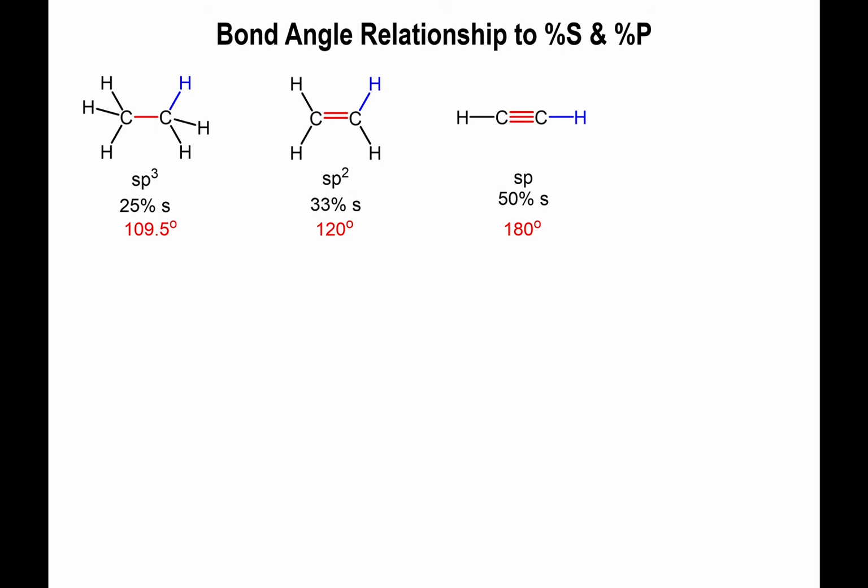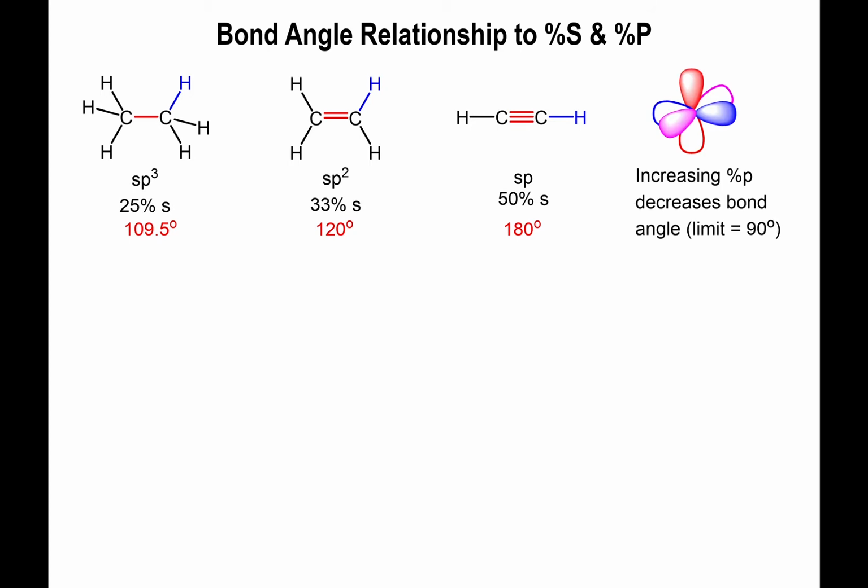Let's talk about the bond angle in relation to hybridization. The first thing I want to point out to you is that p orbitals in general are orthogonally arranged with respect to one another. So they have a limit as to what the bond angle can be, and that's 90 degrees. And this, for the most part, represents the lower limit of your bond angles when you look at molecules.